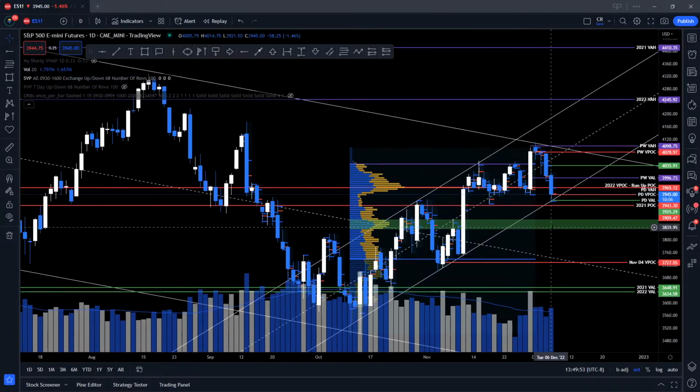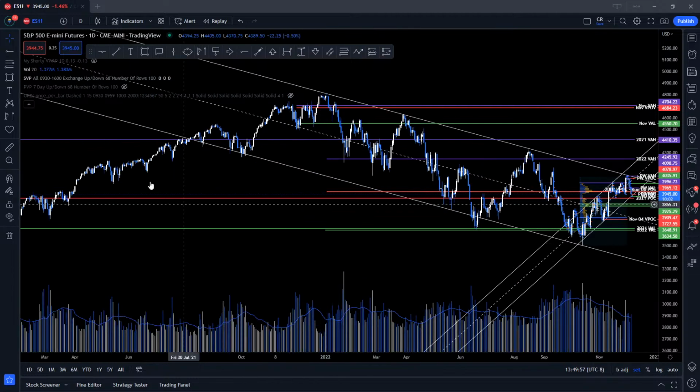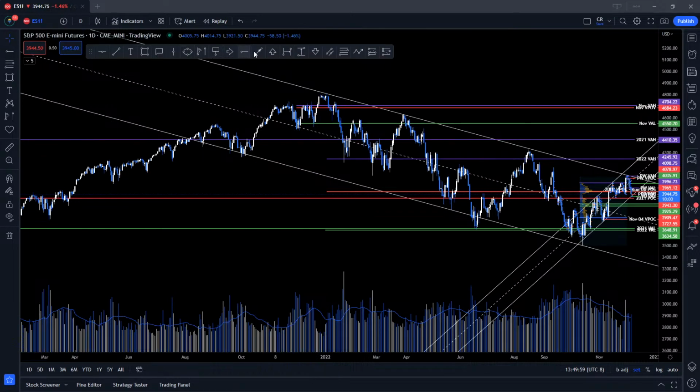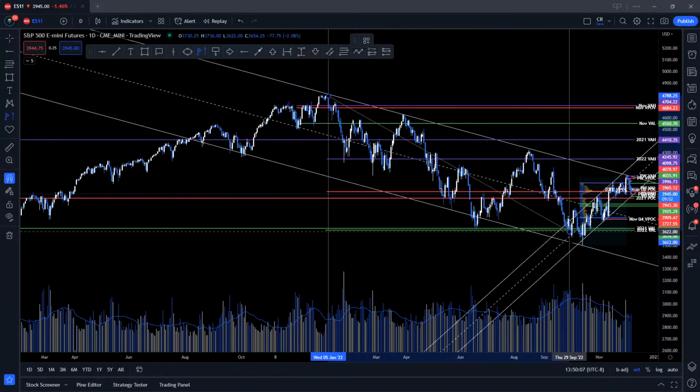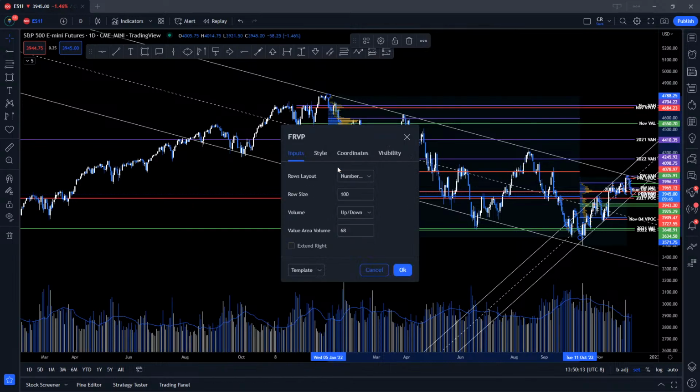And then the same thing to the downside. If we grab our fixed range volume profile from the top to the bottom. Oh, and I'm sorry, I didn't go over the settings on this. This is going to be the same as all the other ones. Row size 100. Volume value area is going to be 68.